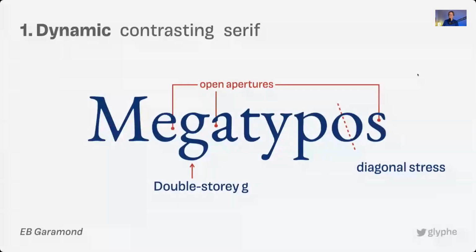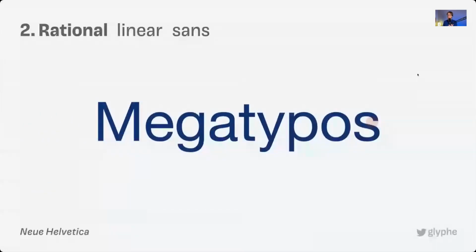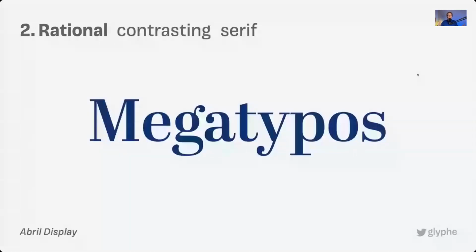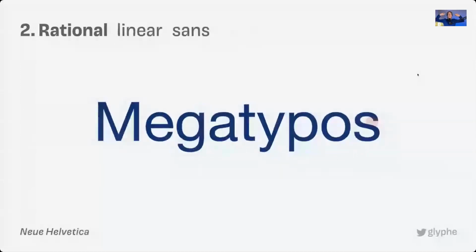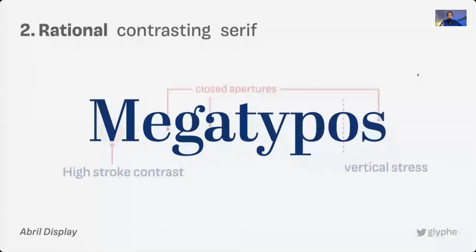And then on the other hand, we have this rational linear sans serif from before, as we saw it, Helvetica. And here, some sort of classicistic typeface like Bodoni. In this case, it's a Brill. And you can see they are so similar from their construction. And what we added was just contrast and serifs. We still have this vertical stress, closed apertures, high stroke contrast.